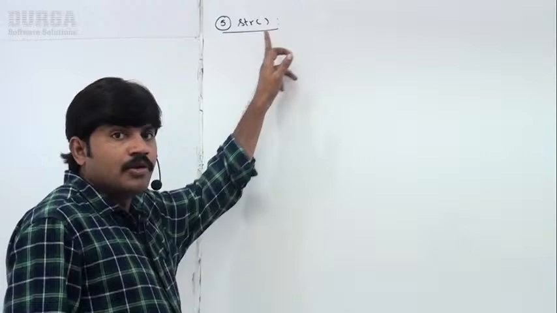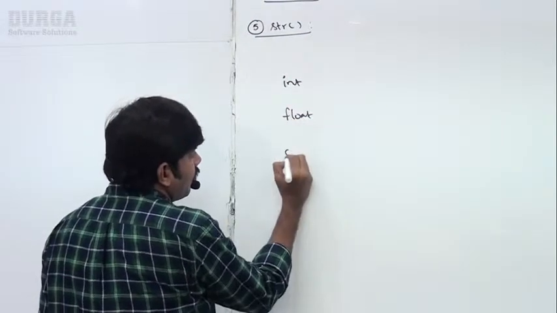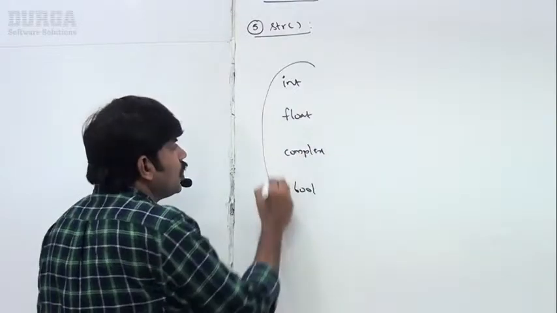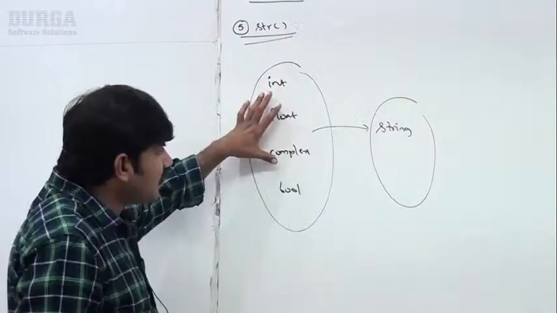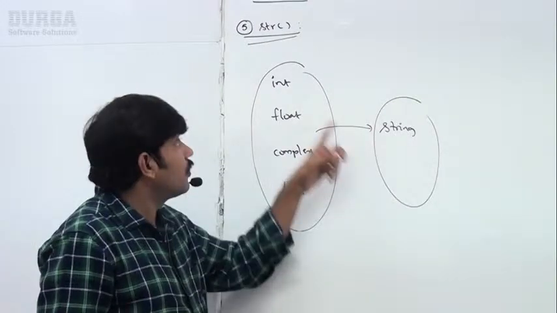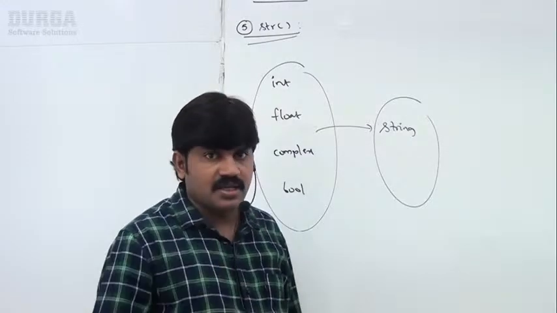Up to this, we covered very clearly how to use the int function, float function, complex function, and bool function. Now the next one is the str function. What is the purpose of the str function? If you have an int value, float value, complex value, or bool value and you want to convert the type to string, then we need to go for the str function, right? But take special care about this str function.